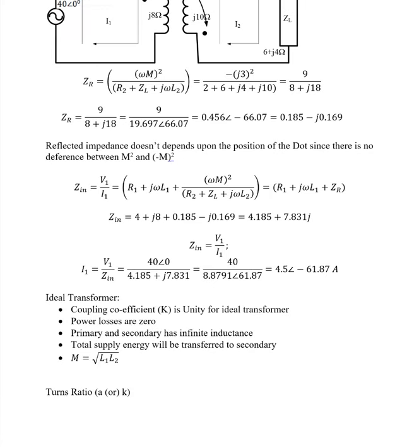In the previous video, we talked about the ideal transformer. An ideal transformer is one where there are no power losses. Power losses are zero, and the primary and secondary have infinite impedance and zero resistance. The total supply energy will be transferred to the secondary.